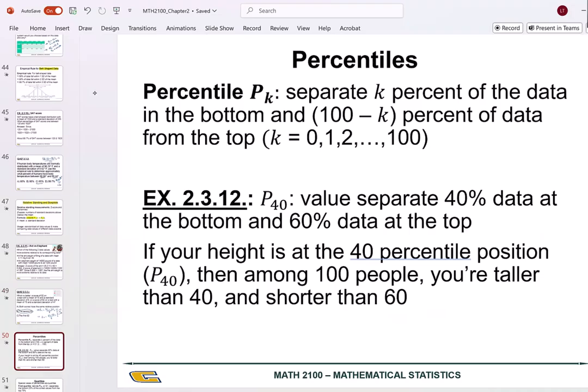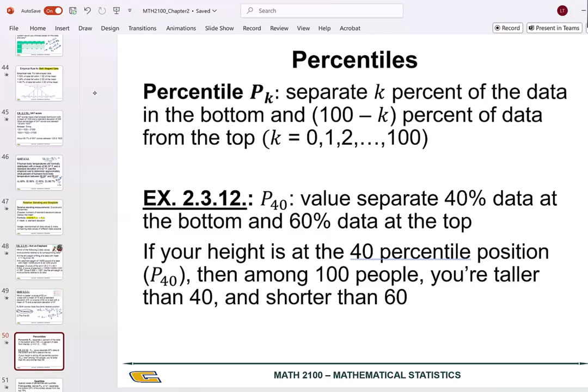Now let us look at percentiles. The percentile Pk helps to separate the k percent of the data at the bottom and 100 minus k percent of the data at the top. Here k goes from 0, 1, 2, 3 to 100. For example, P40 is the value that separates 40% of the data at the bottom, and 60% at the top.